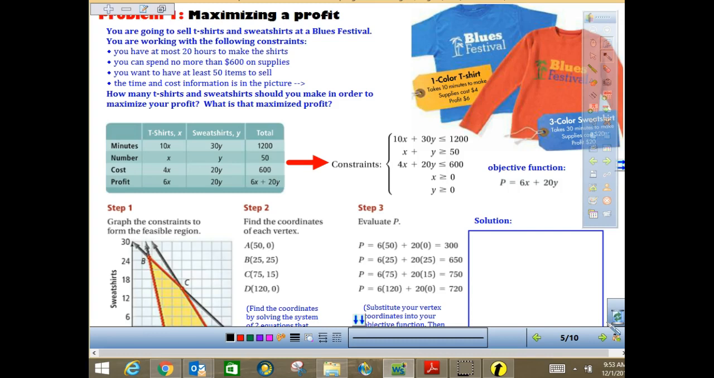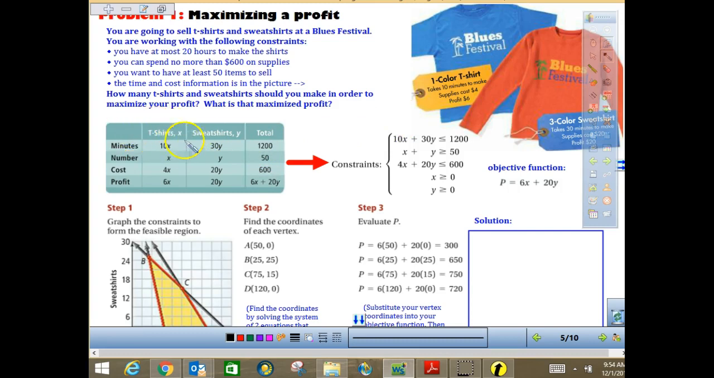If you were going to continue reading, Brecken, would you read please where it says you're going? You are going to sell t-shirts and sweatshirts at a blues festival. You are working with the following constraints. You have at most 20 hours to make the shirts. You can spend no more than $600 on supplies. You want to have at least 50 items to sell. Time and cost information is in the picture. How many t-shirts and sweatshirts should you make in order to maximize your profit? What is that maximized profit?